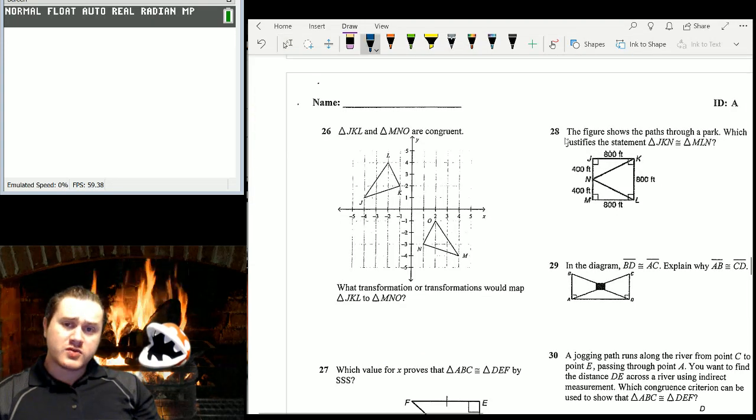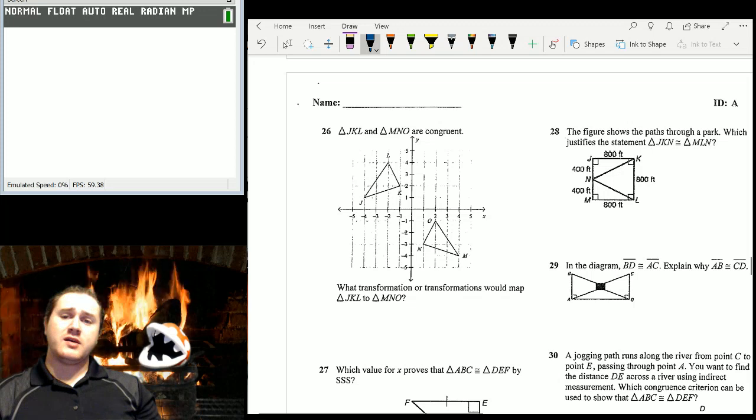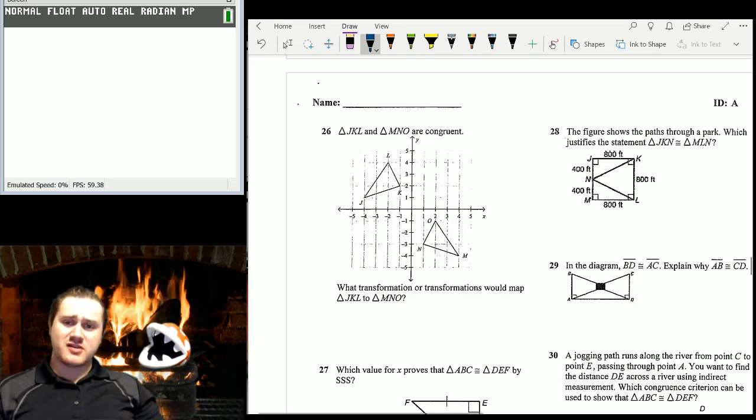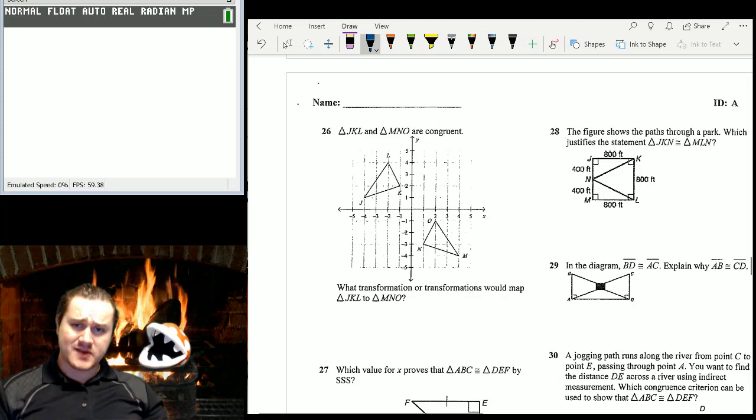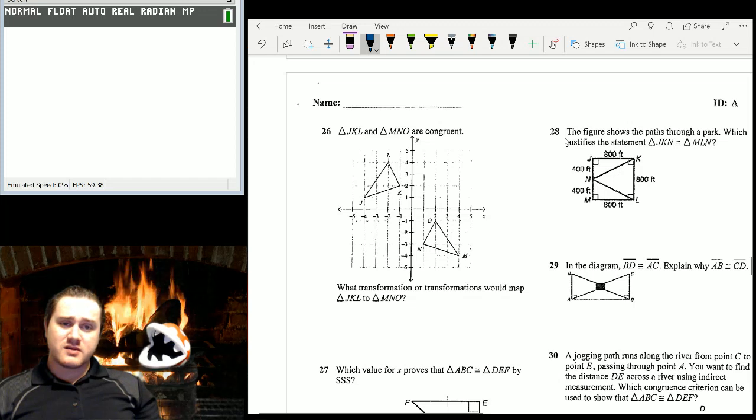On number 26, we're looking at these ones being congruent. It wants to know what transformations are done to go from one to the other. So again, multiple choice test, you can just do process of elimination to see which one of these ones work. But for this case, I've got to do this by hand and figure it out. So this top one, JKL, does not look like it's in the same orientation as the other one. What I have to do on that one is I've got to flip it.